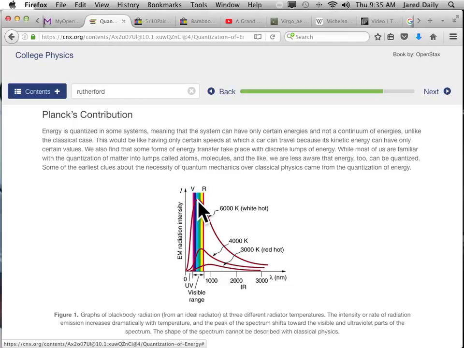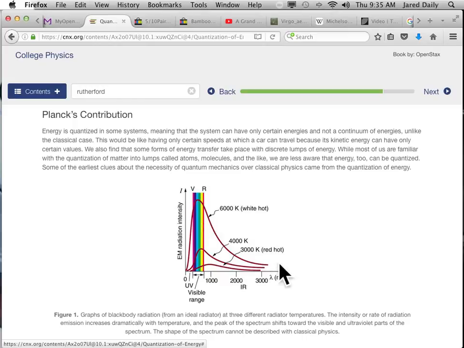When something looks white hot, it's not actually white, it's actually just an intense ultraviolet, which our eyes can detect, but they don't see it as a color. They just see it as a really bright white light. But as it gets hotter, this peak starts to grow taller and taller and taller, but it doesn't shift very much.